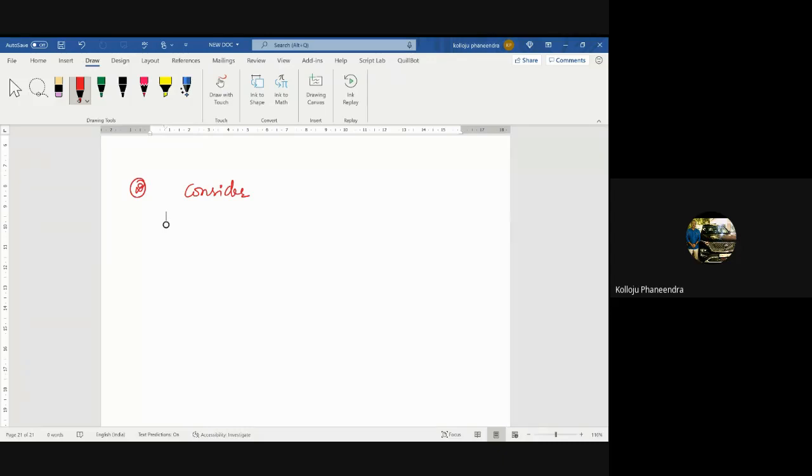Already explained nth order, no? Okay, let me write. Consider the constant coefficient linear differential equation. What is that form? F of D into y equal to 0. Constant coefficient homogeneous. Homogeneous means remember, the right side function is 0. Homogeneous differential equation, F of D into y equal to 0.